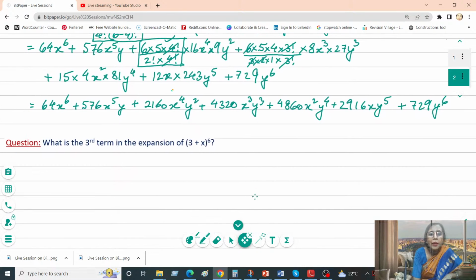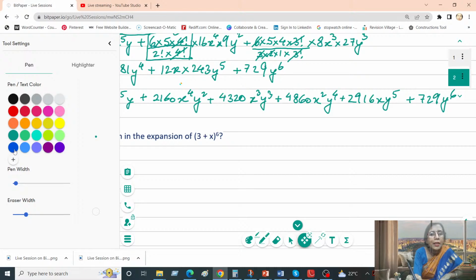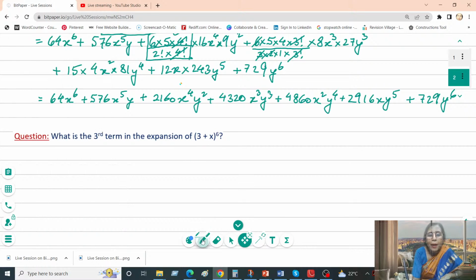Now coming to the last question of this session. What is the third term in the expansion of 3 plus x to the power of 6? We have just seen that if we expand the whole thing, we will get 7 terms, but we really do not need them. This is the third term. What did you notice? What is the speciality of the numerical coefficient?